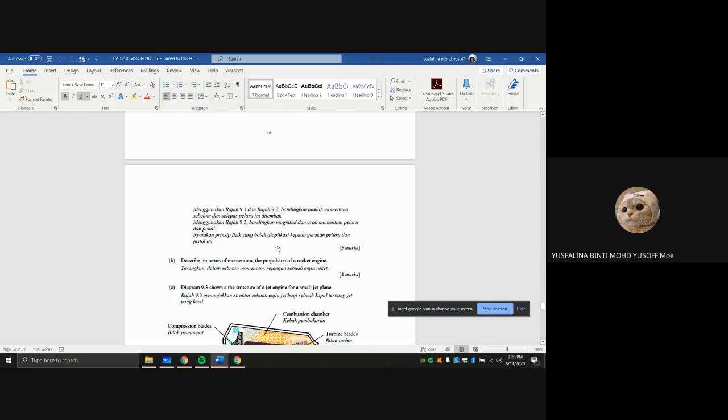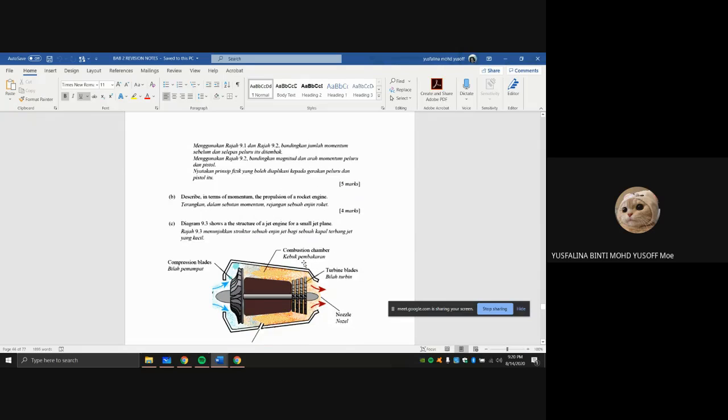And then the third one is the high speed gas produces momentum. And then the last one is, according to the principle of conservation of momentum, the rocket acquires a large momentum forward.